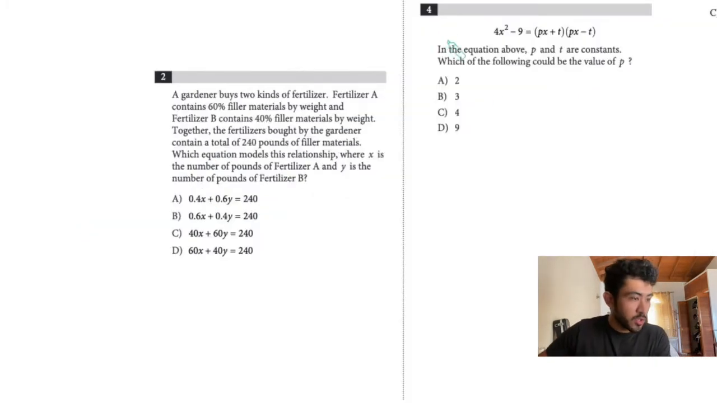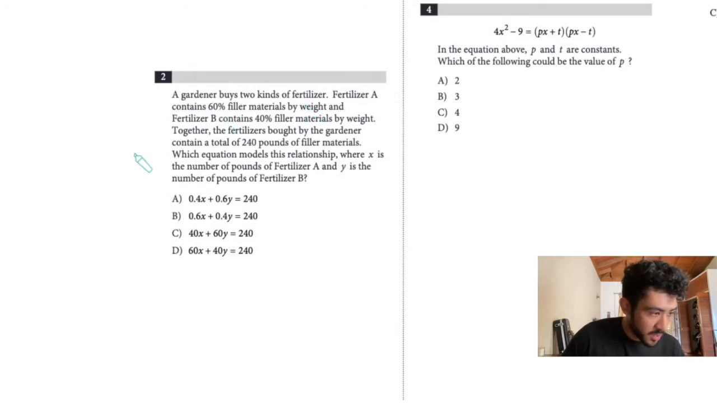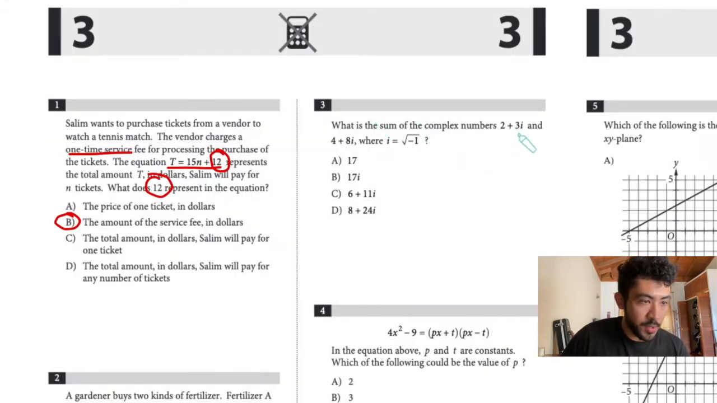Next question. The gardener buys two kinds of fertilizer. A contains 60% and B contains 40%. Which one is A and B? It says X is A, B is Y. So I'm looking for 6.6x, and that should be equal to 240. B is my answer.